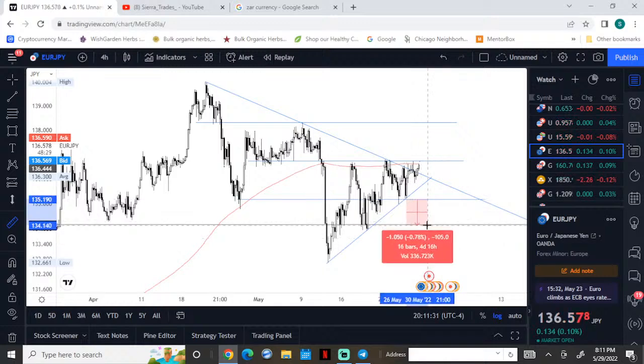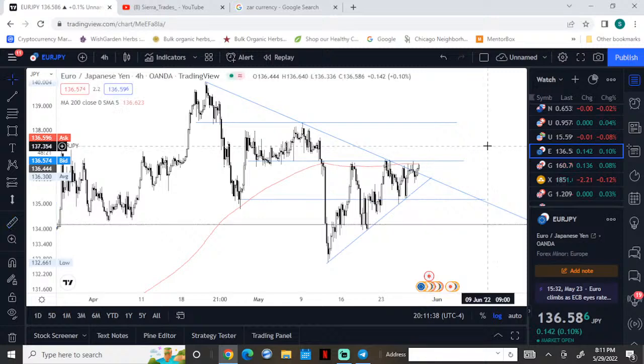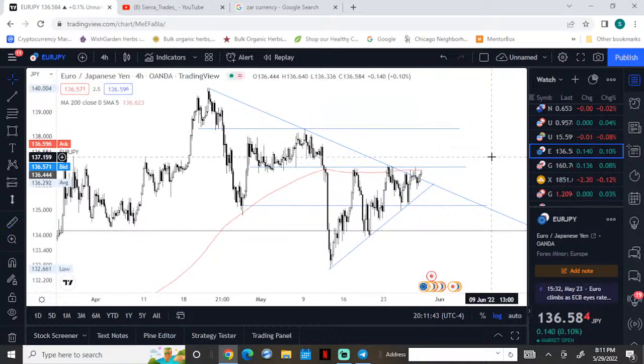Let's see how many pips, if price would come down and break and retest. Oh yeah. 100 pips. 99. But 99 and a half won't do, so I need 100. Okay. Yep. So, significant area here.